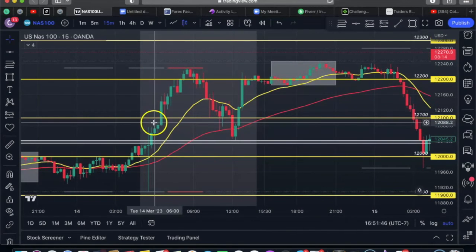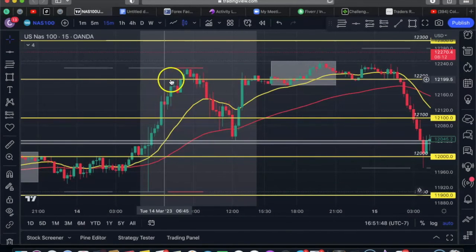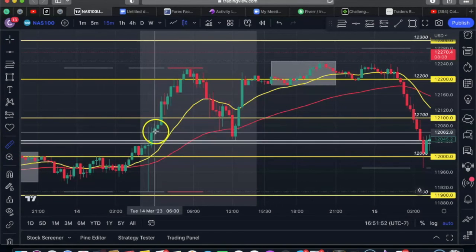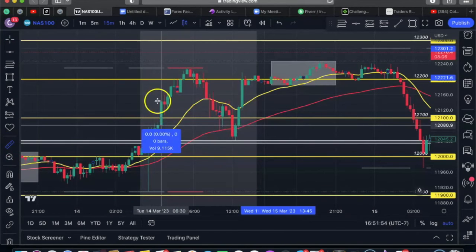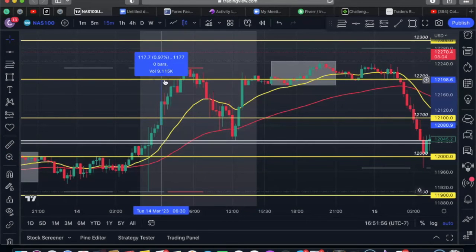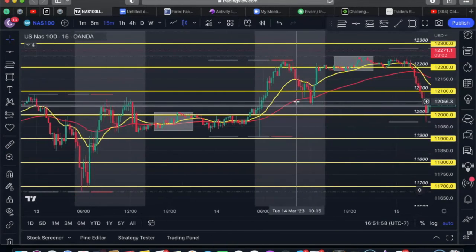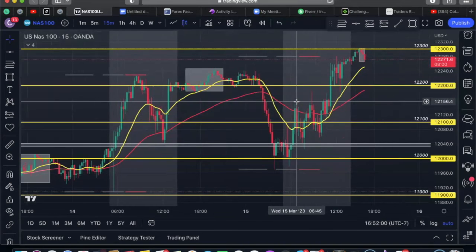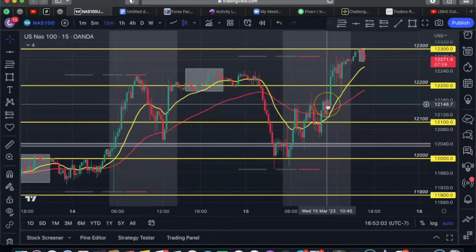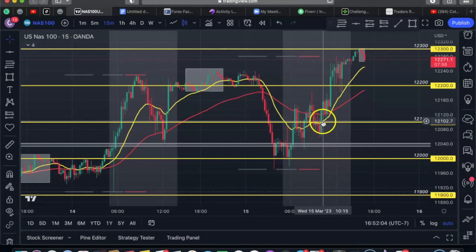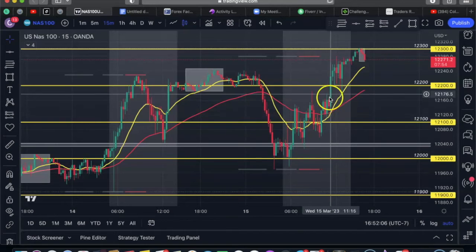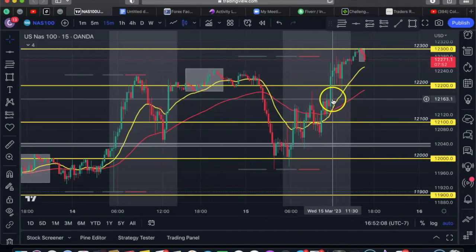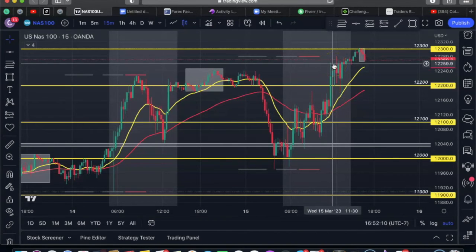So right here, we could have just entered, rode it to this next level right here, and got taken out of the market with a nice profit of 1,100 pips. So that's literally how I got into this trade. I did wait a little bit later in the session to take a trade today. And I got in right around here on one of these candles. And I just rode it up for 1,000 pips and caught my TP and had a really, really good trade.